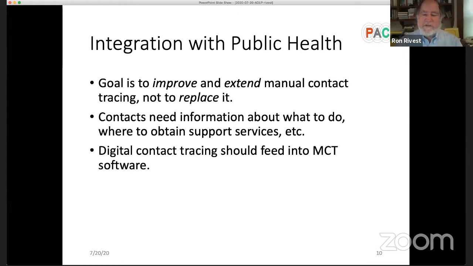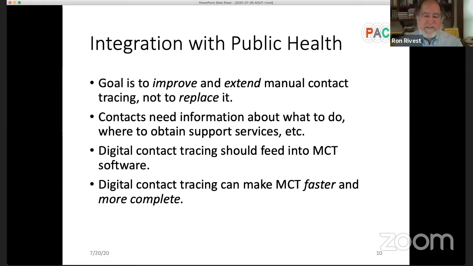So the digital contact tracing process should feed into the manual contact tracing software, and most jurisdictions have some sort of manual contact tracing software. It may be as simple as an Excel spreadsheet that they're typing stuff into, or it may be a more complicated Salesforce kind of thing, or some other product.